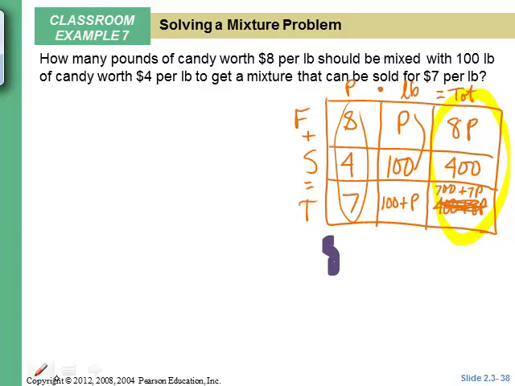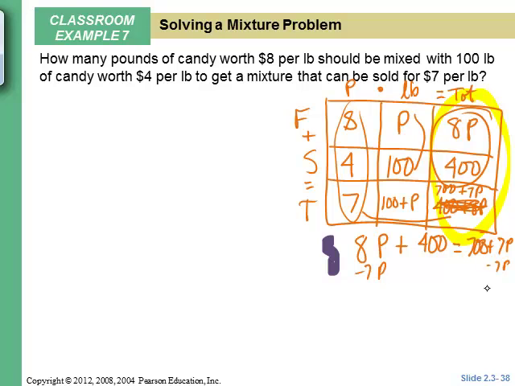Ooh, I didn't change that right. 8P plus 400 equals 700 plus 7P. So I added these two together and multiplied these two together to get my totals. Subtract 7P from both sides. Subtract 400 from both sides. And we get P equals 300.